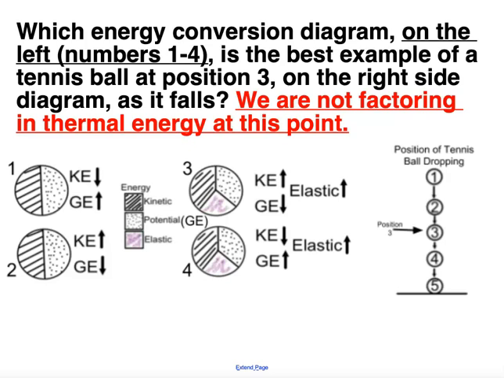So here was the question you're supposed to answer in your claim. Which energy conversion diagram on the left, numbers 1 through 4, is the best example of a tennis ball at position 3? Sometimes people get these confused and say, am I supposed to pick one of these? No. So here's the tennis ball at position 3. By the arrows, you can see it's dropping. Which one of these four would best represent the tennis ball at this spot right here?